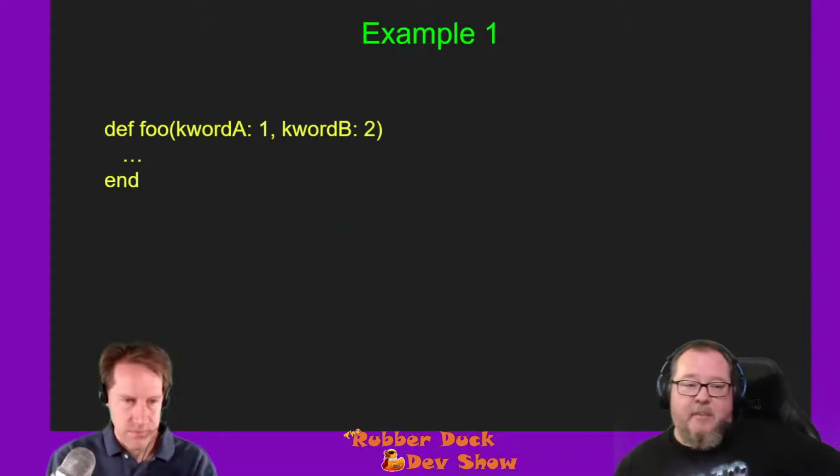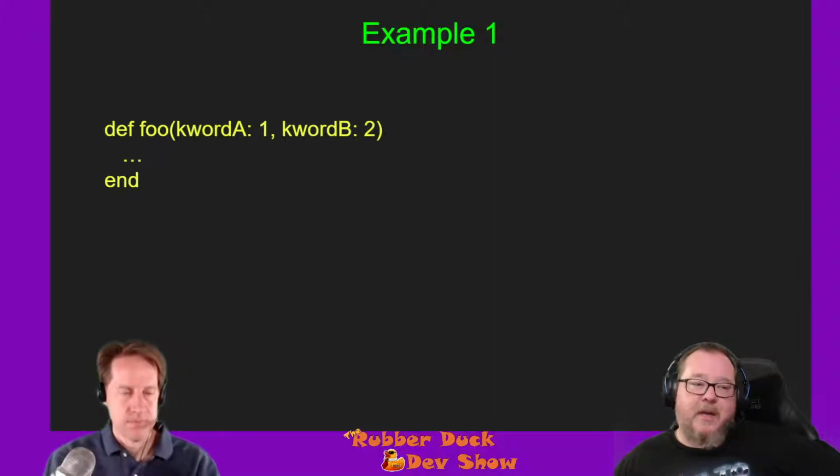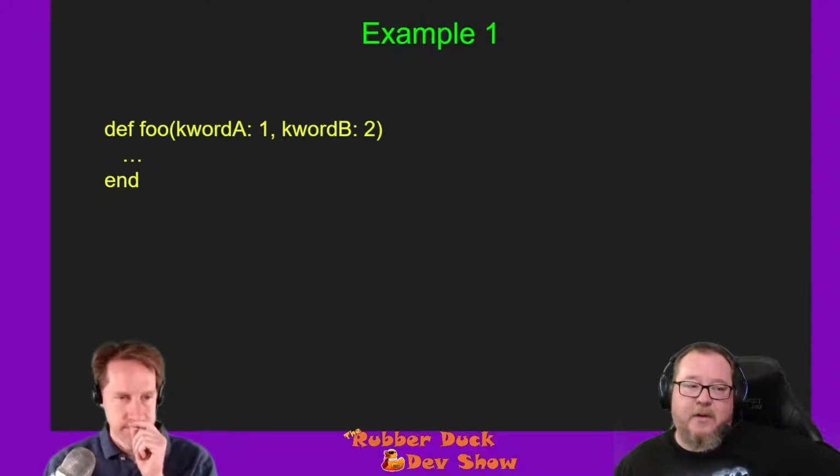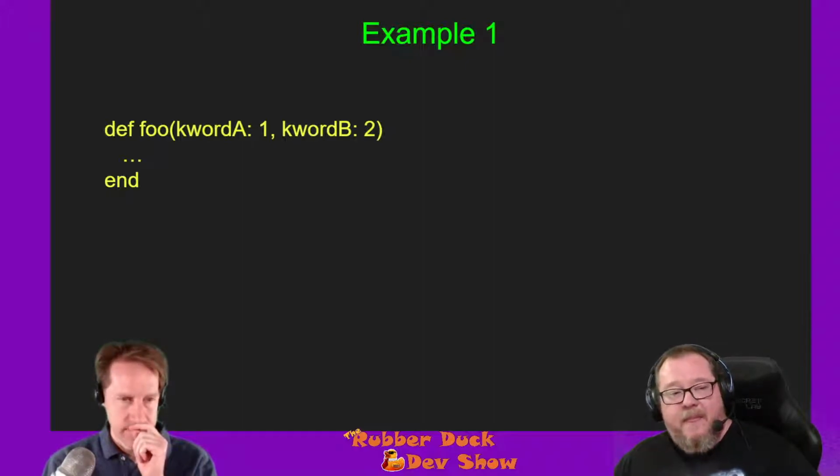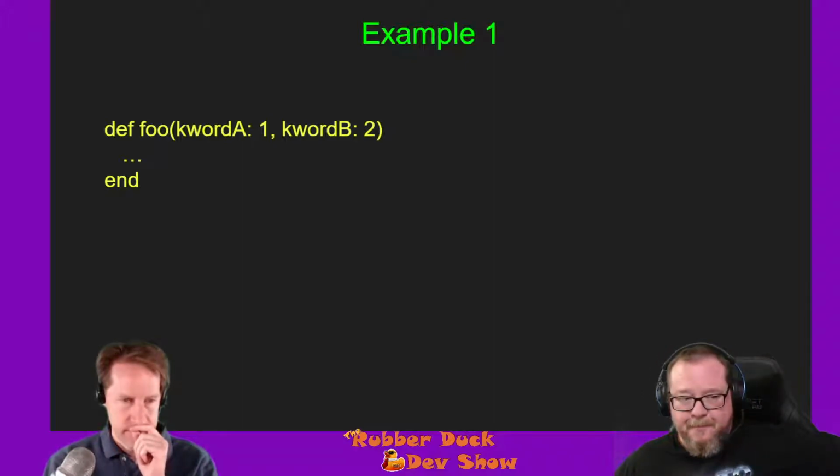So let's look at an example. This is a fairly common thing. You define a function, let's define foo. We've got keyword a as a named parameter with a value, keyword b as a named parameter with a value, right? That's a fairly common thing. I see that all over the place. I saw it all over the place in our code, and I've seen it in other people's code.